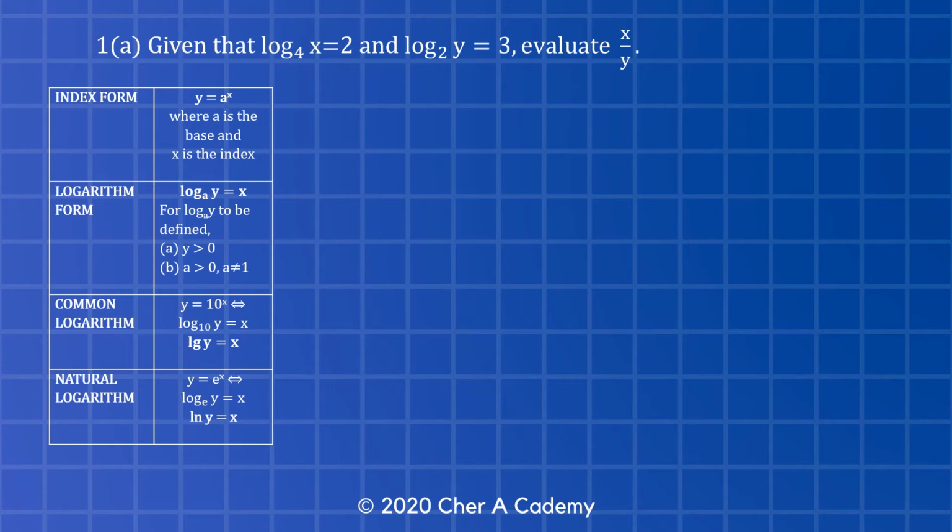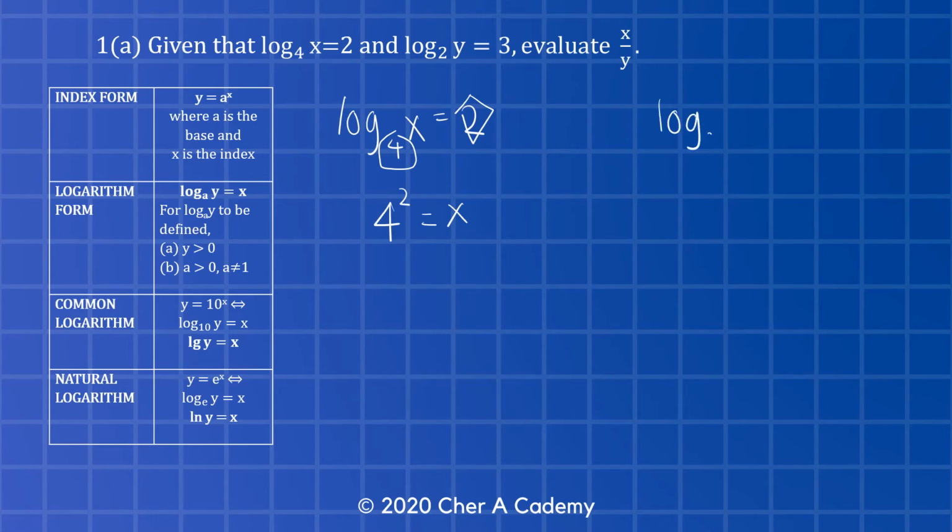So in other words, I will have to change these two logs into the index form. I'll start with log base 4 of x is equal to 2. So this is my base and this is my kite, right? So my base here, my kite on top, will be equal to x. So this is a very easy change to the index form.